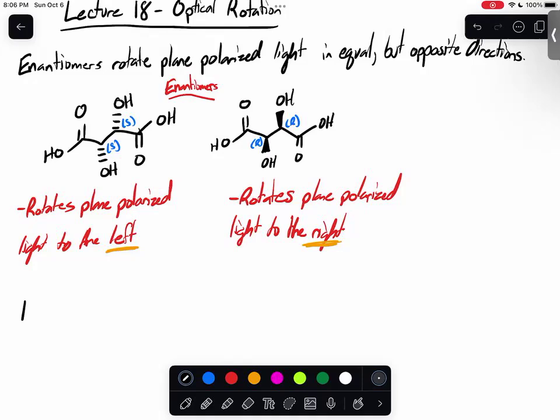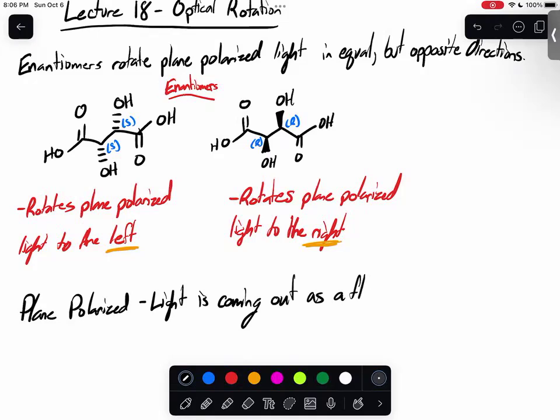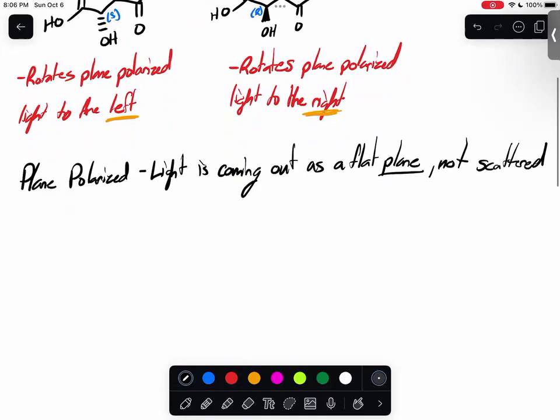So, if we're talking about something that is plane polarized, we are essentially saying that the light is coming out as a flat plane, hence the word plane polarized. And it's essentially just saying the light is not scattered. Because if you think about a general light bulb, right here will come in my wonderful artistic skills, a light bulb is going to emit light, but when it does so, it is in all sorts of directions. It's going to be going out in all different cardinal directions.